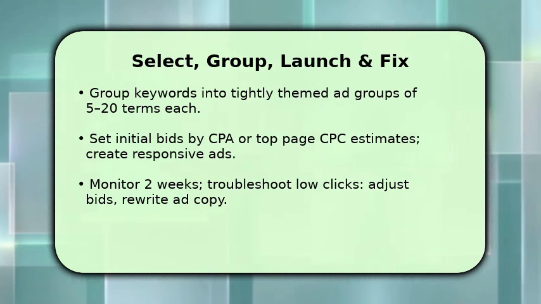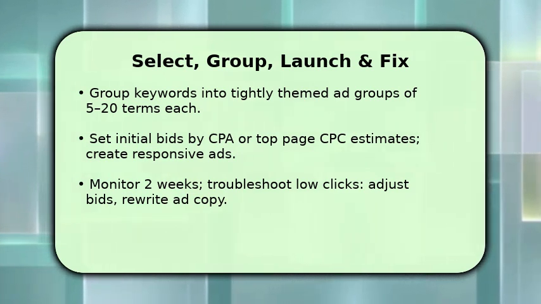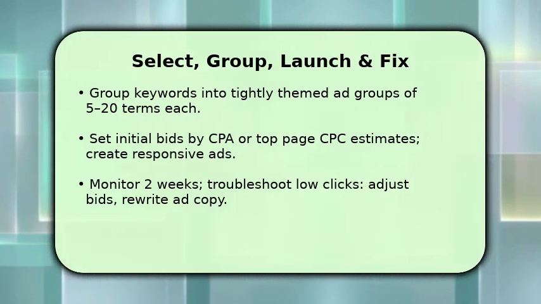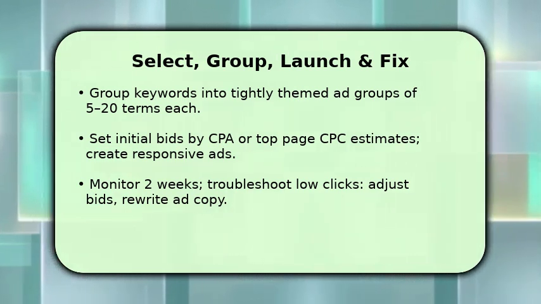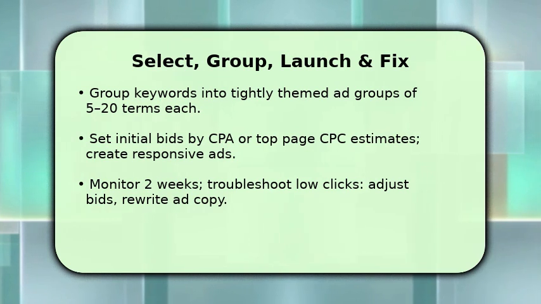If a keyword gets few clicks, increase bid or adjust ad copy and landing page relevance. If costs spike, pause low converting terms and reallocate budget to winners.